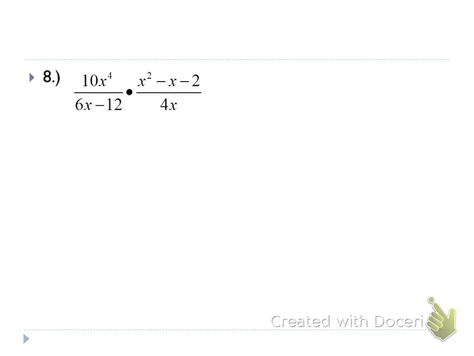Can I factor my first numerator? Is there a GCF? Can I use an X method? No, there's no way to factor that. It's a monomial, one term, cannot be factored. Just leave it alone. If you want to put parentheses around it, you can. You do not have to.